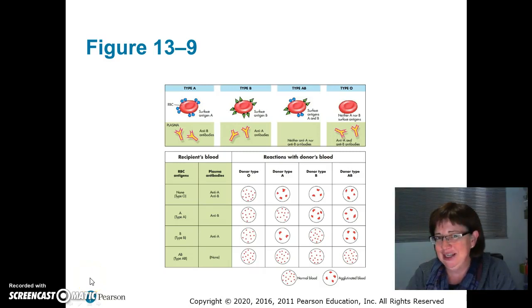Hello, chapter 13, part 3. Here we go. Back to blood groups.